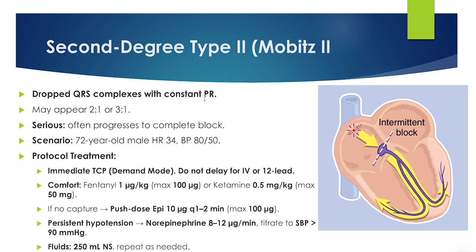So the PR now is constant, but we have dropped QRS complexes. So you can have 2-to-1 or 3-to-1. By 2-to-1, I mean that there will be 2 complexes that will be conducted, and then you will have a drop. Or 3 complexes that are conducted, and then you have a drop. So a lot of times, though, they will also progress to a complete heart block. We don't know when it's going to happen. It can happen in the field, or it might happen later as well.